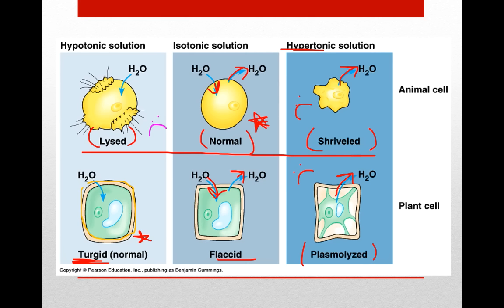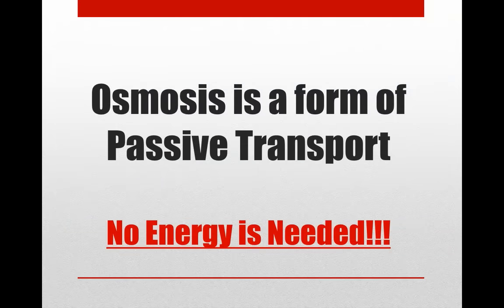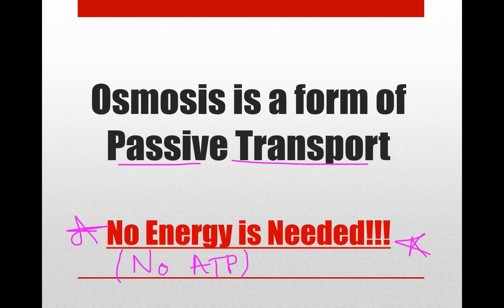So the two to remember are the two normal conditions: for animals, it's the isotonic solution, and for plants, it's a hypotonic solution. Those are both good for each cell. Osmosis is a form of what's known as passive transport, which means it doesn't require any energy to occur. It's a natural process between these different concentrations. Water moves from the hypotonic to the hypertonic solution, and there's no energy required, meaning there is no ATP, which is the energy that we use in our cells.